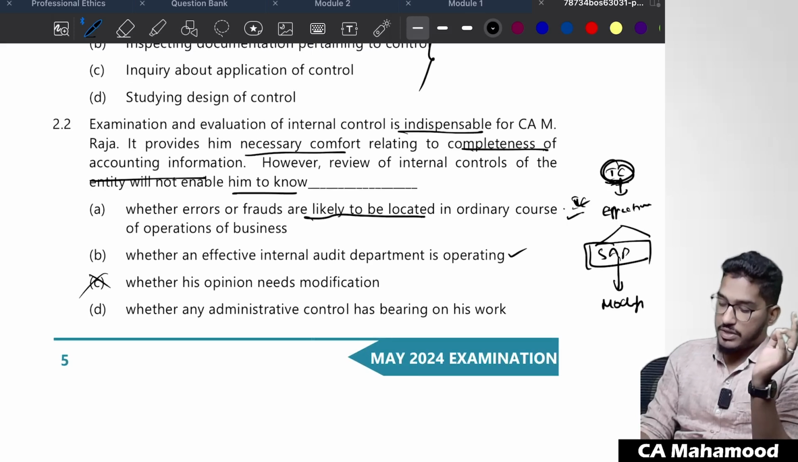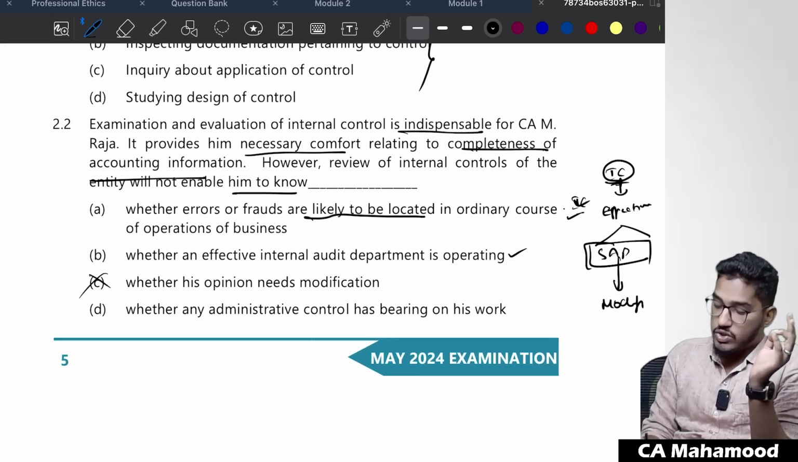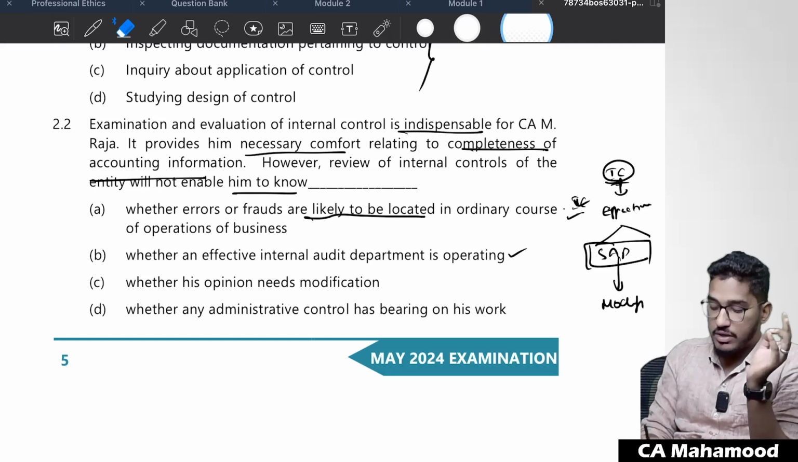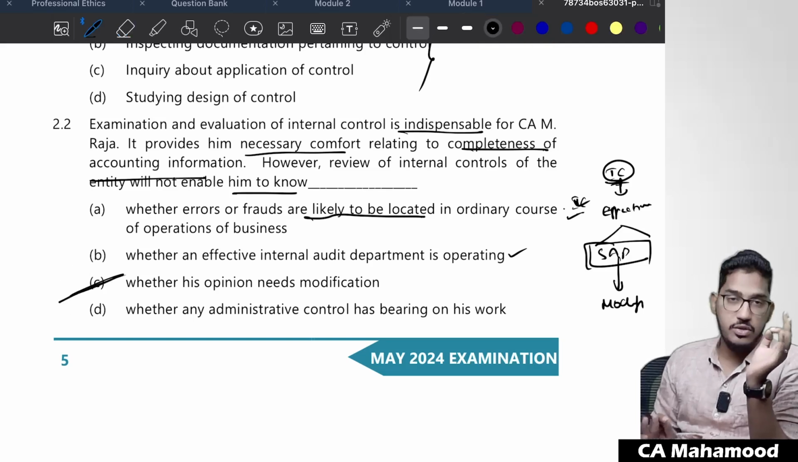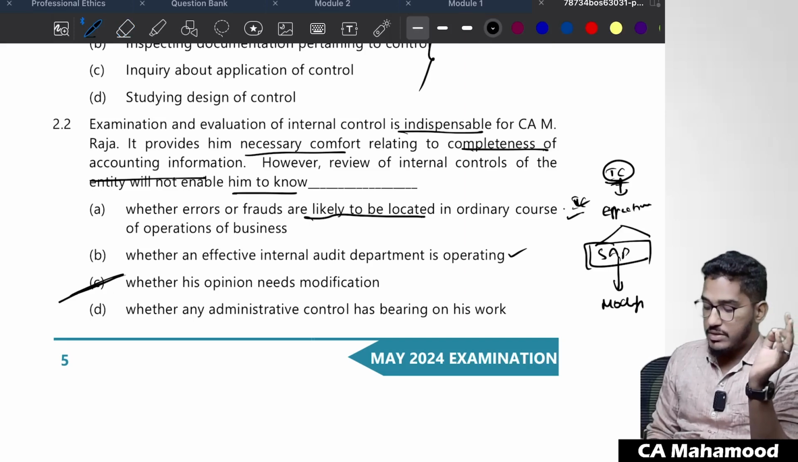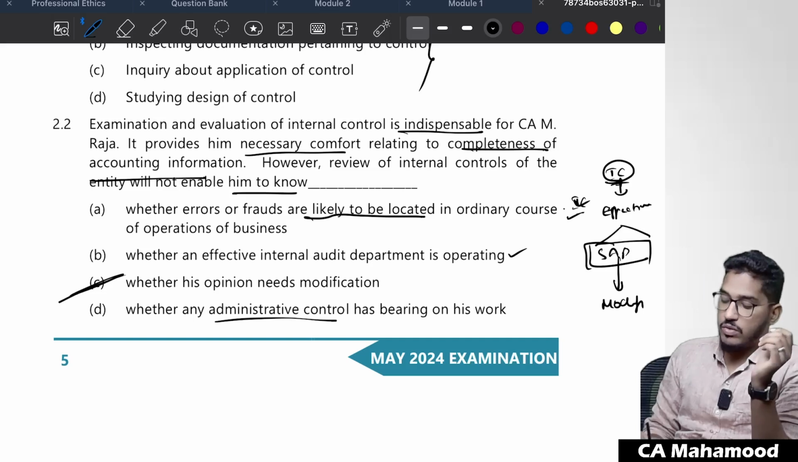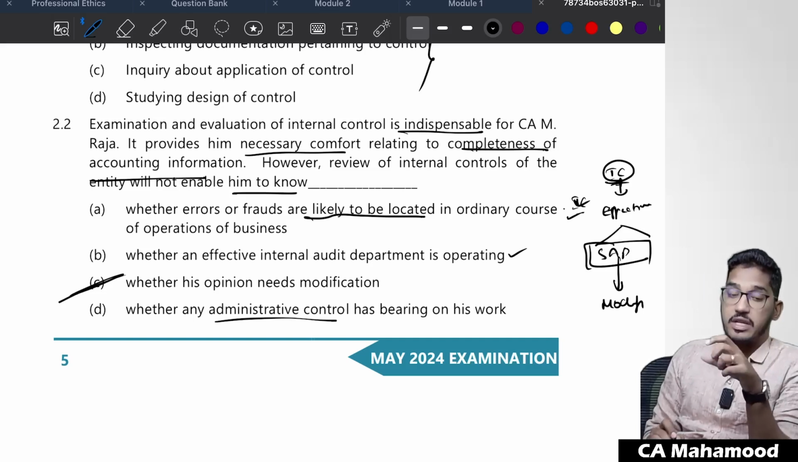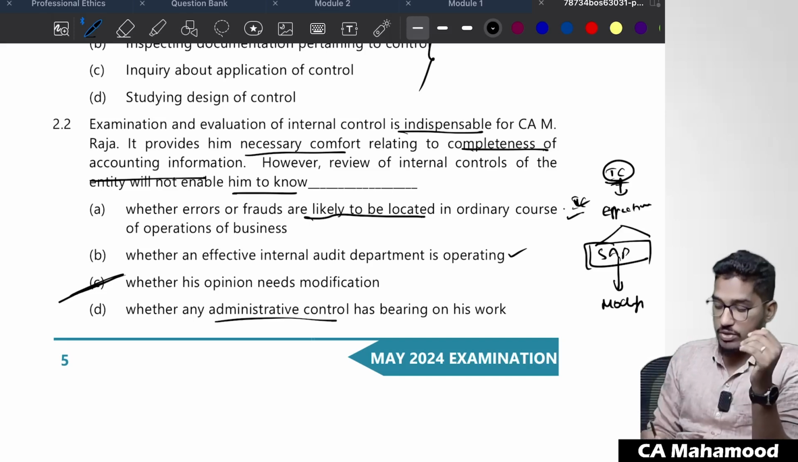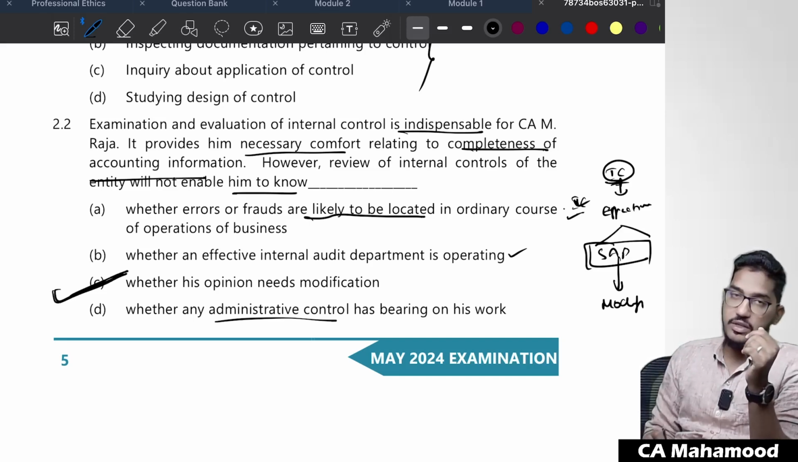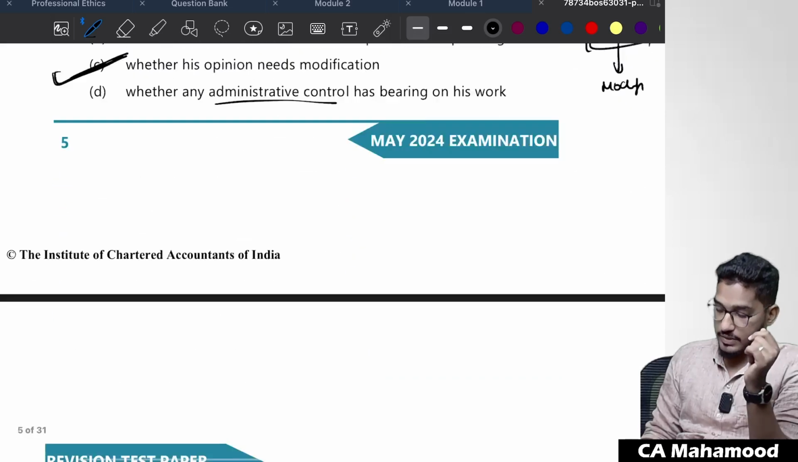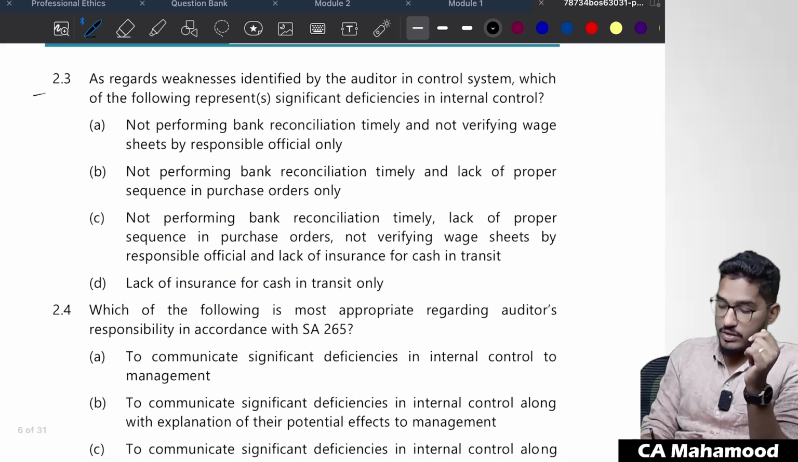In fact, in the question, they are asking us to find out which one you can't do by performing test of controls. I can't do expression of opinion. Whether any administrative control has bearing on his work? Yes, you will come to know about administrative controls also. But out of the 4 options, by testing the controls, which one will you not be able to do? You will not be able to decide whether the opinion needs any modification. Clear? Next one.